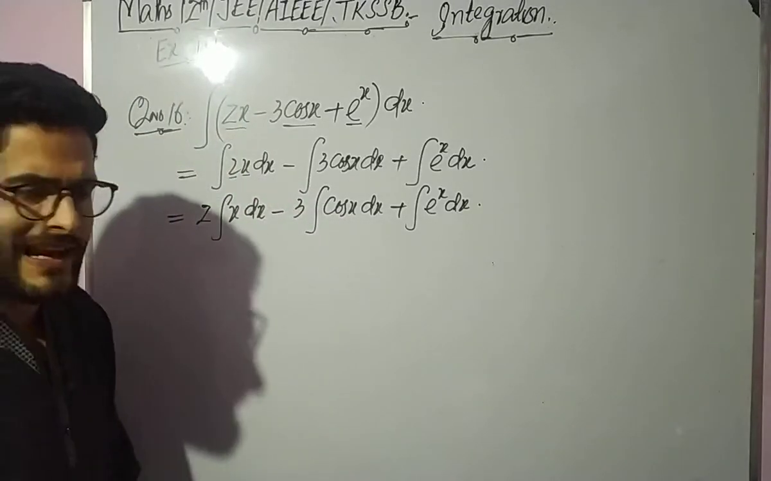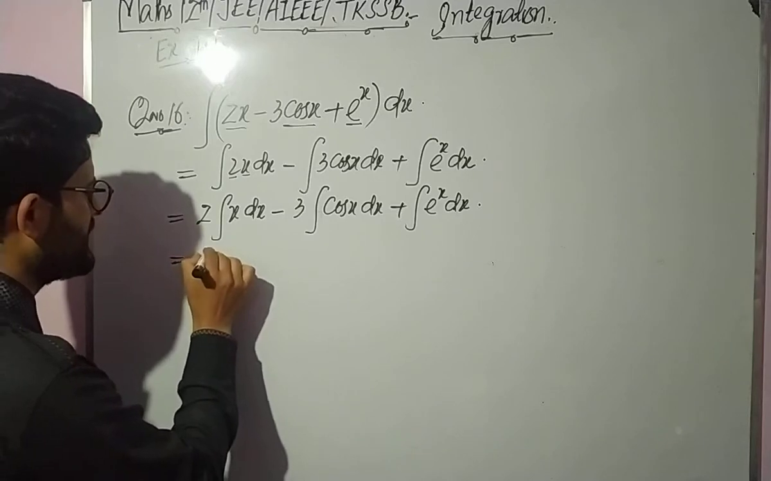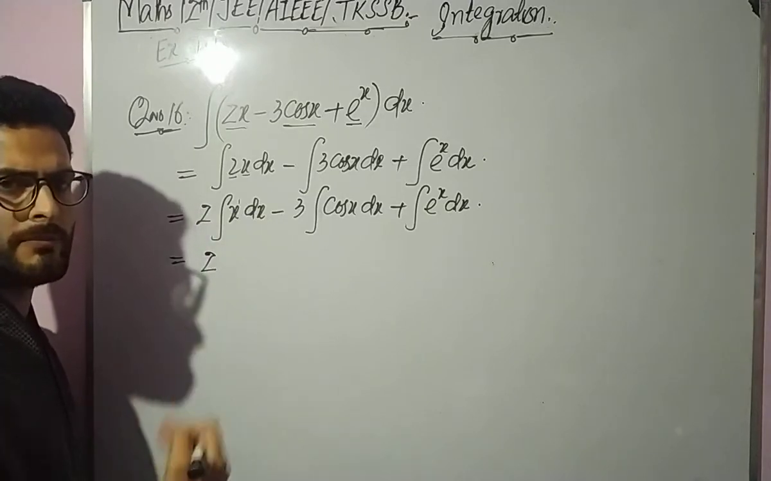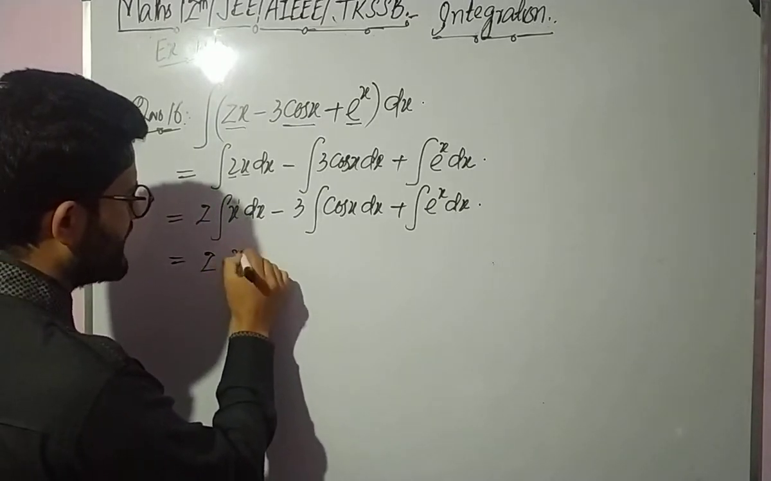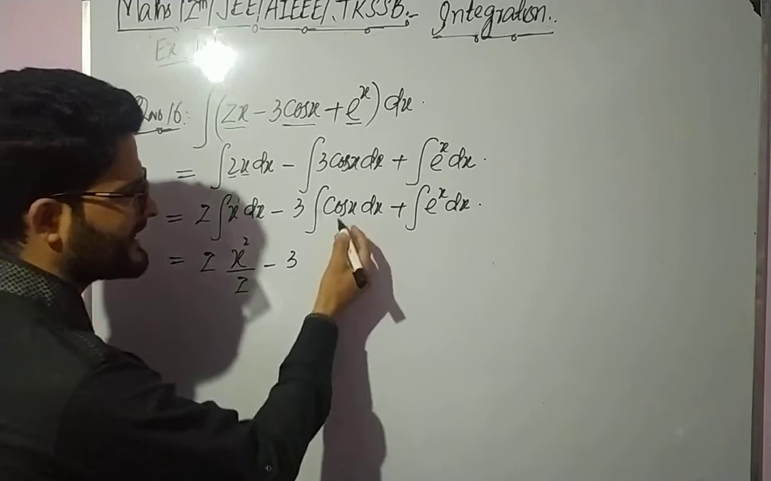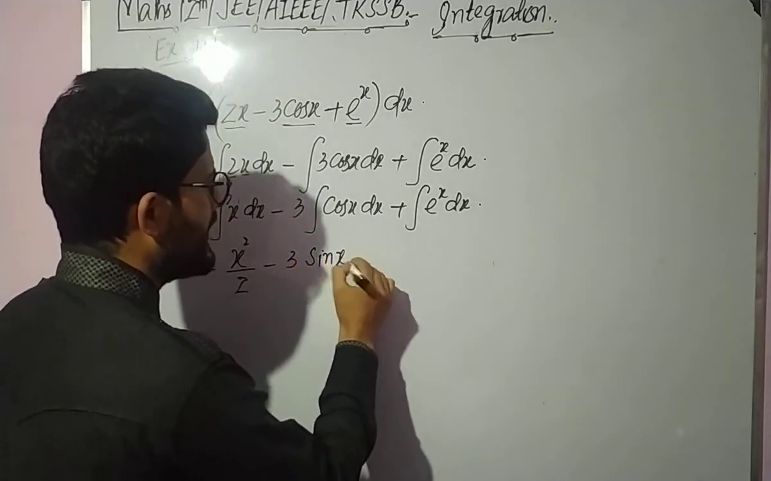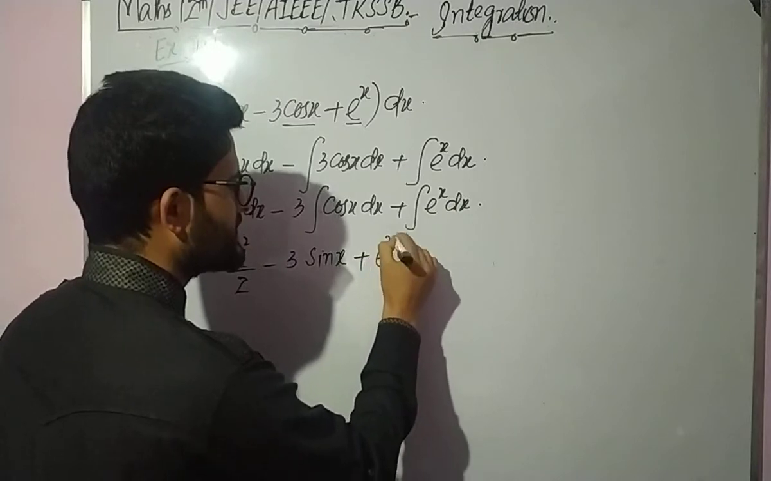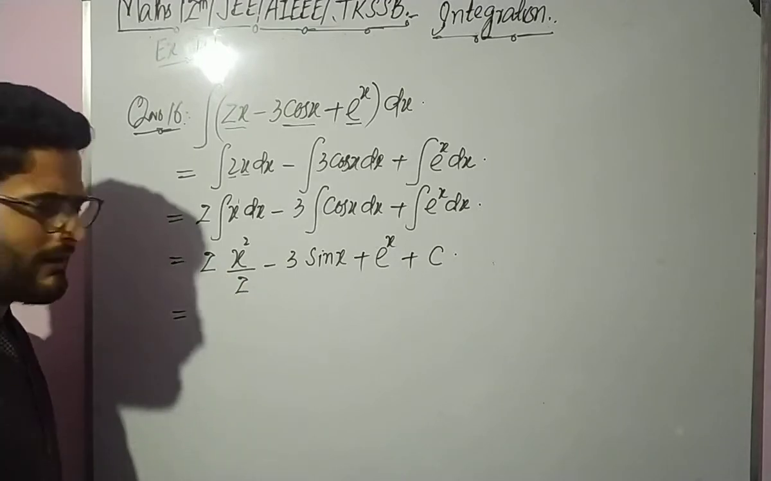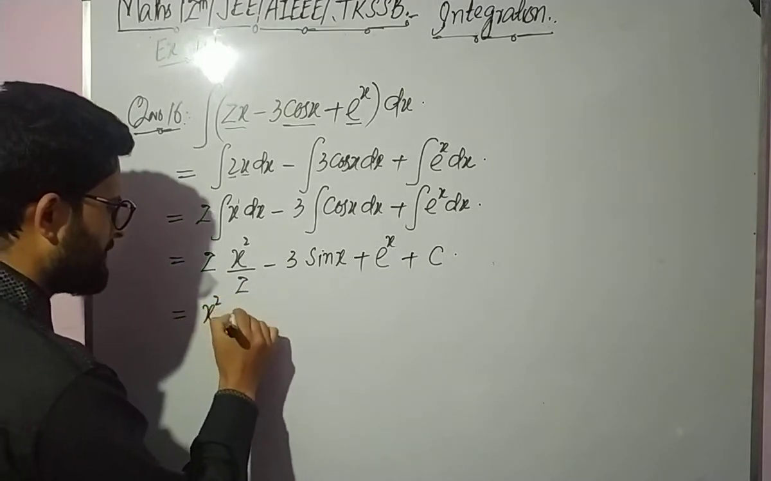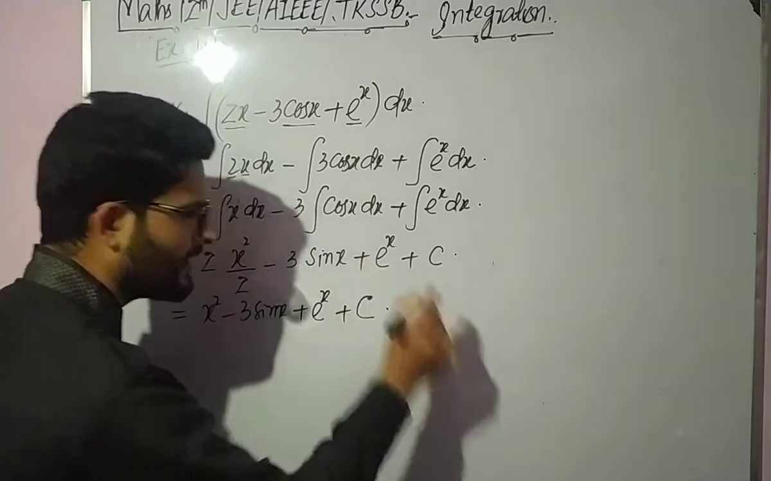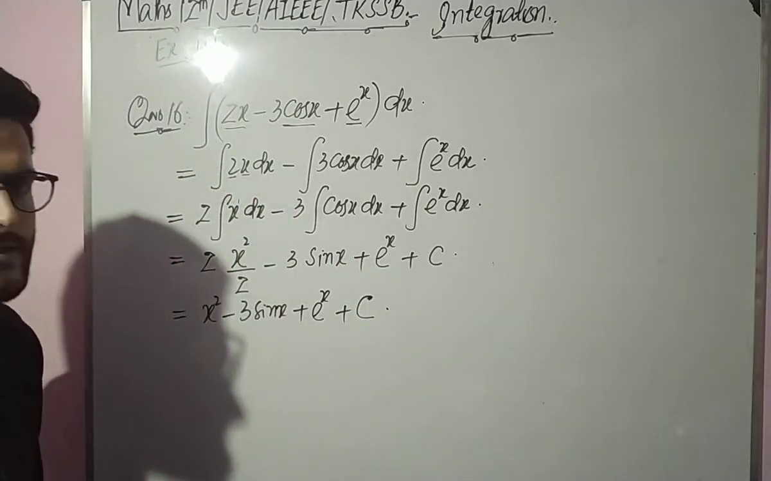We can easily locate their antiderivatives, and that's equal to 2 times the integration of x, which is directly by the power rule. Its power is 1, so by the power rule it is power plus 1 divided by power plus 1. So it will become x raised to power 1 plus 1, that is 2, whole divided by 2. Minus 3 times the integration of cos x, that is directly equal to sin x, and plus the integration of e power x is just e power x, plus c. So the required result will come out to be: 2 is multiplied and divided, so it will cancel out. So it is x square minus 3 sin x plus e raised to power x plus c, the constant of integration. The answer of question number 16.